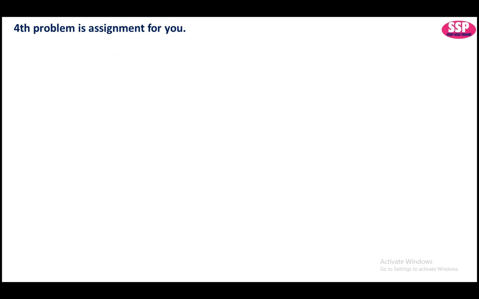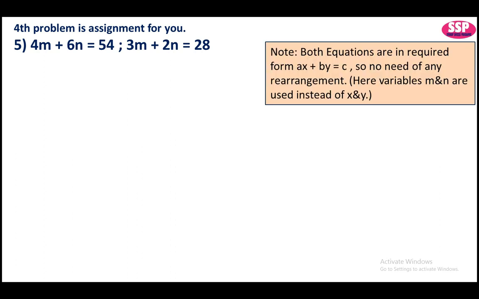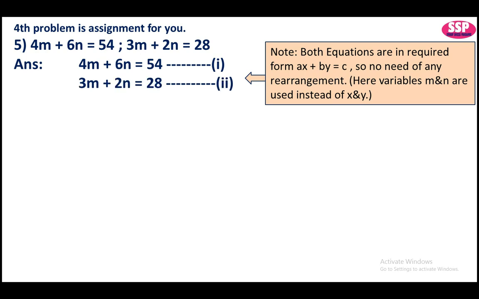We'll solve the fifth problem. 4m plus 6n is equal to 54 and 3m plus 2n is equal to 28. Now consider this note. Both equations are in required form ax plus by equal to c. So there is no need of any rearrangement. Here variables m and n are used instead of x and y.